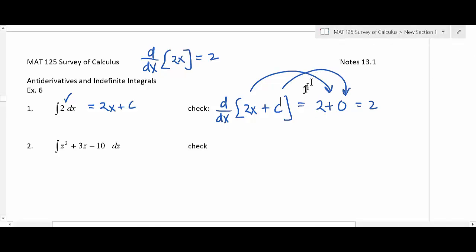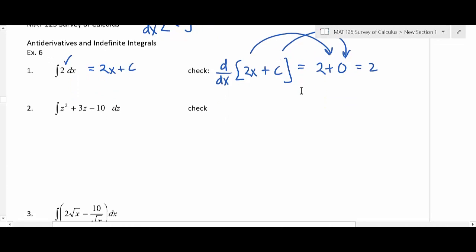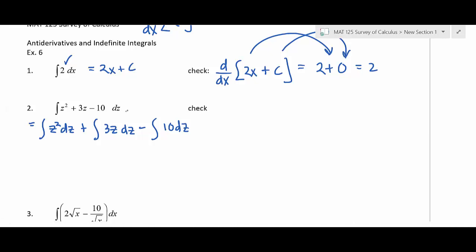Now the next problem, we're going to use the rule. When you do a problem like number 2, you can do it in your head. I'm all for that, but I want you to write it like this. We're going to do the integral of z squared dz, put the dz there, plus the integral of 3z dz, and then minus the integral of 10 dz. That's the basic rule that you have for integrals. So if you're doing an integral of sums and differences, you just do each part.